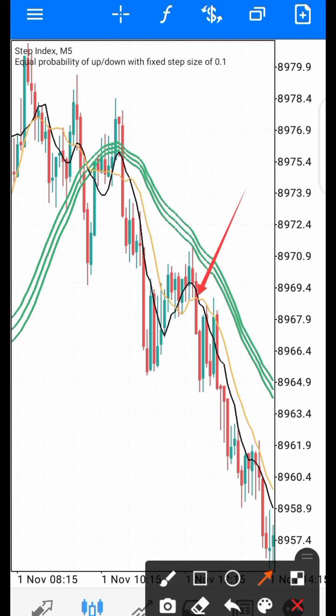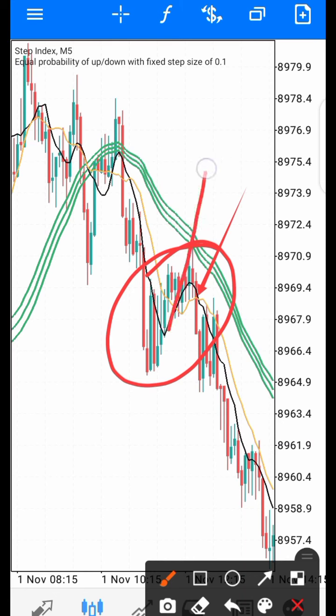Note, all the crosses must happen under the Bollinger Band, either above it or under it. There must not be a breakout. You understand, so take note of that, there must not be a breakout.